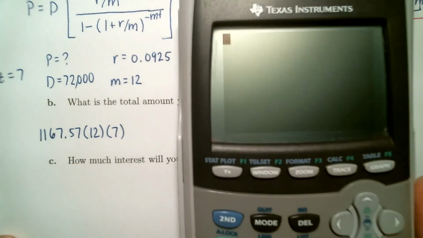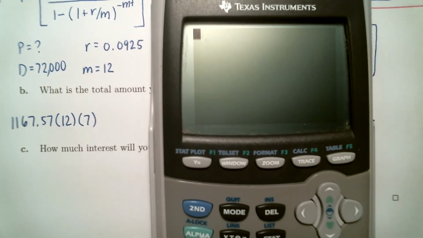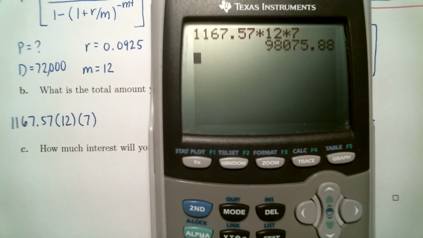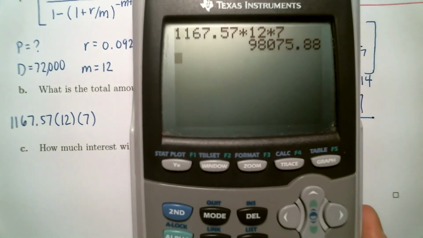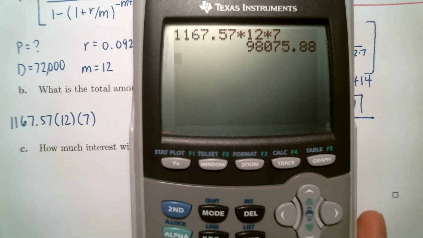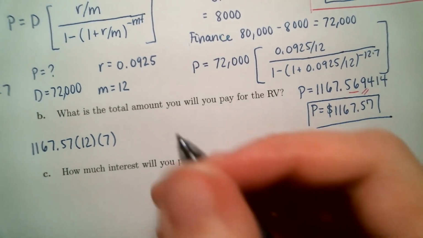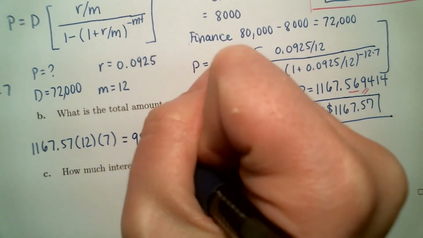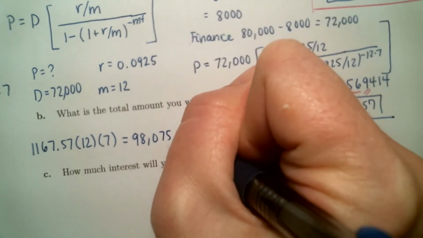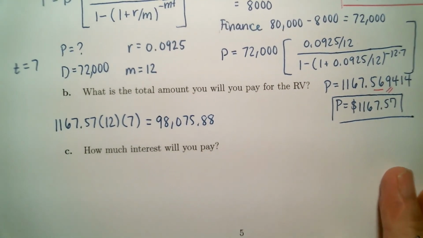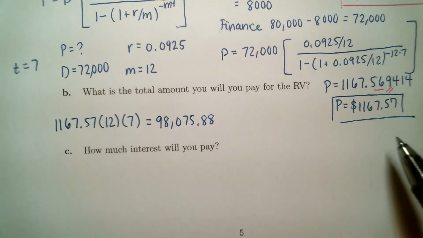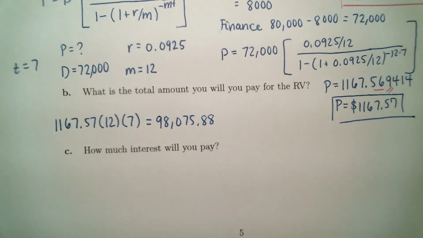I'm just going to type this into the calculator to get a number. All right, so that's a lot of money, because remember, the RV is originally $80,000. So this gives us a total of $98,075.88. That's the amount that you're paying through these monthly payments by making monthly payments of $1,167.57 every month for 7 years.